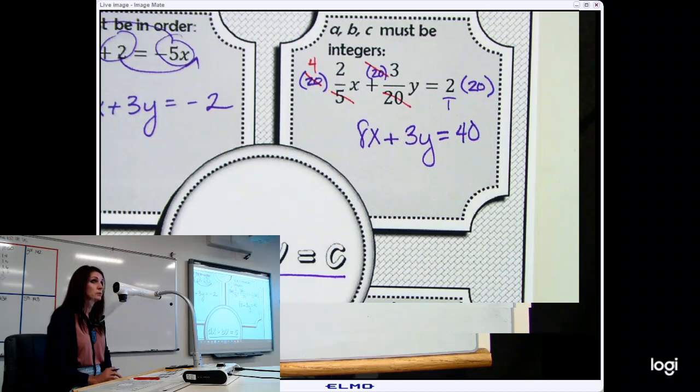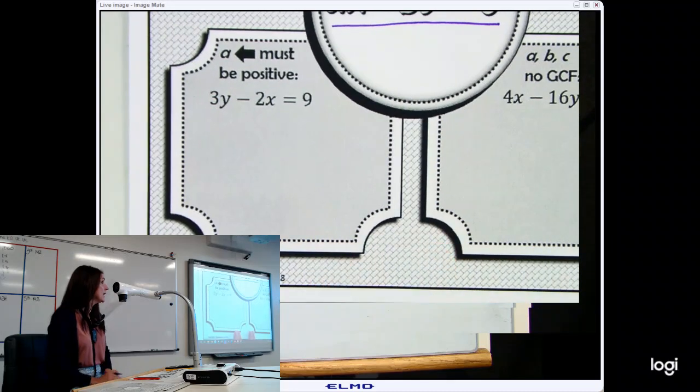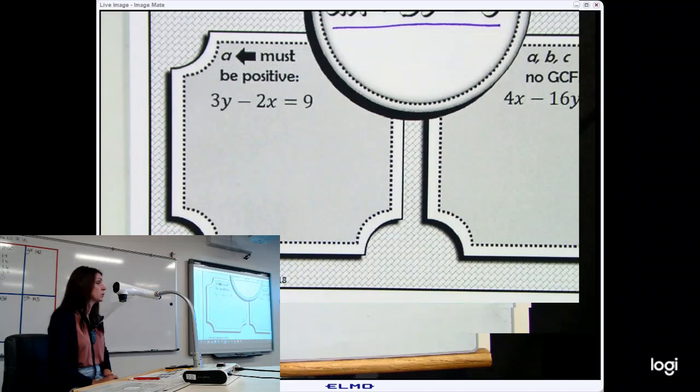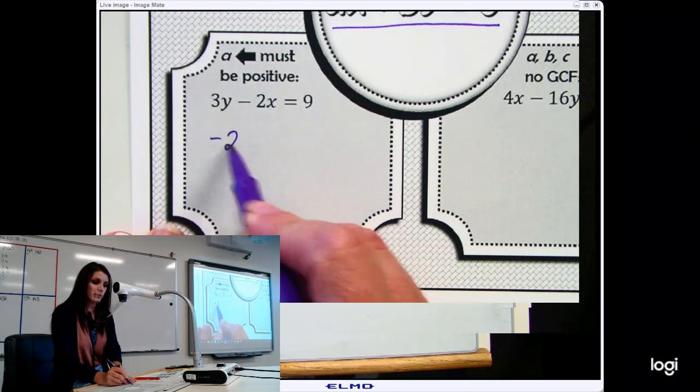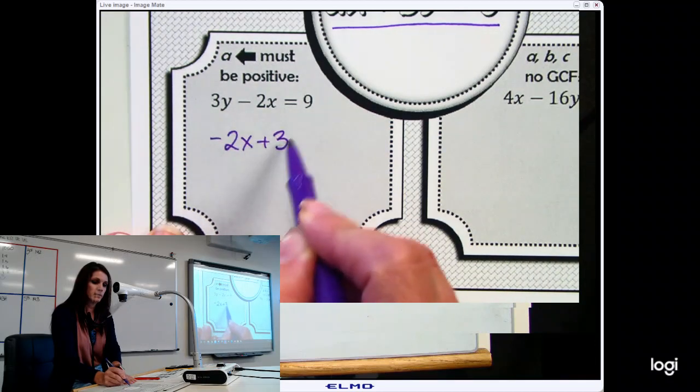Couple more rules. A must be positive. What's something you notice about this problem? Go ahead and shout out. It's okay. A and B are in the wrong place, aren't they? So let's start by flipping those. Good.